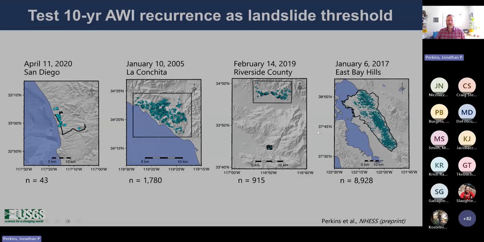And then this inventory on the right represents almost 9,000 landslides mapped in the East Bay Hills from that really wet winter of 2017. There were a couple of back-to-back storms, and unfortunately we don't have independent timing for each of these events. So we're kind of lumping the month of storms together for this. Take from that what you will, but the January 6th storm was the largest of those events.